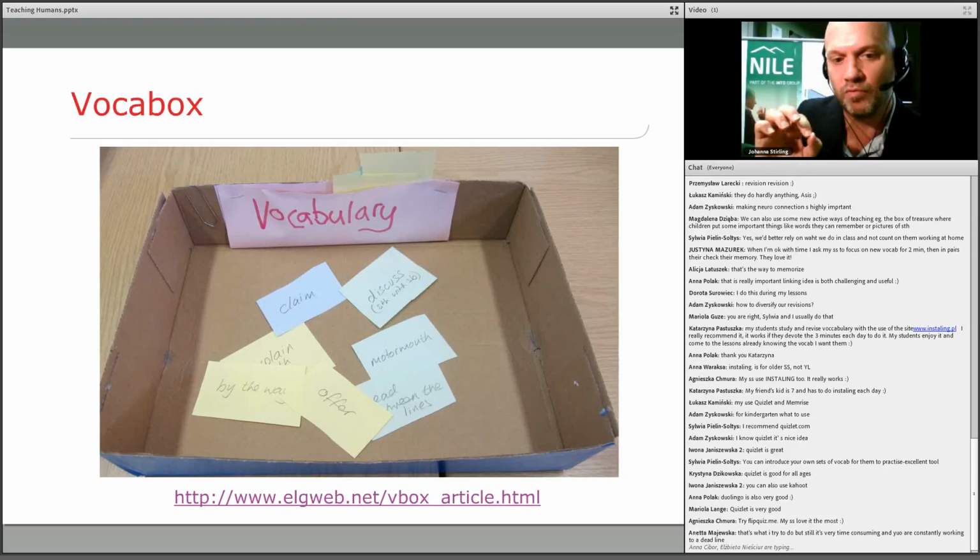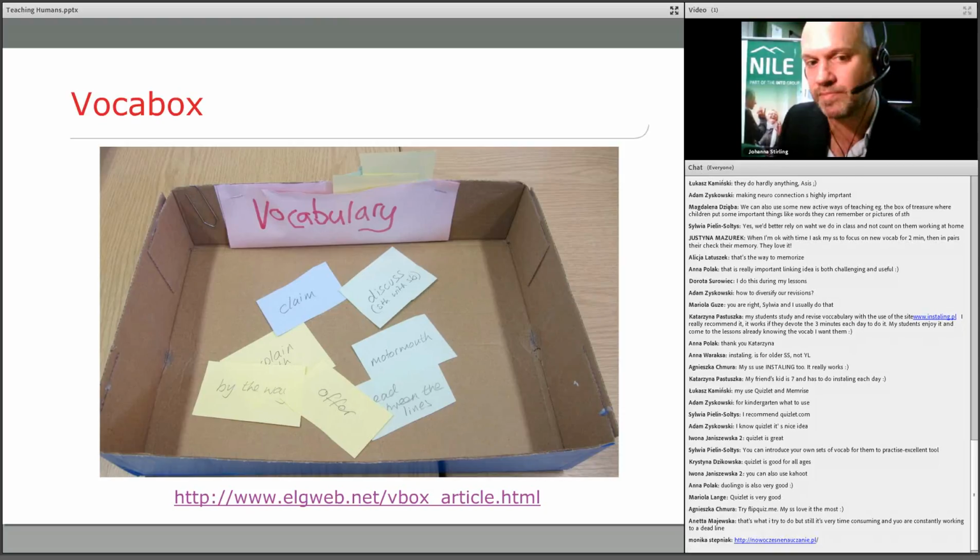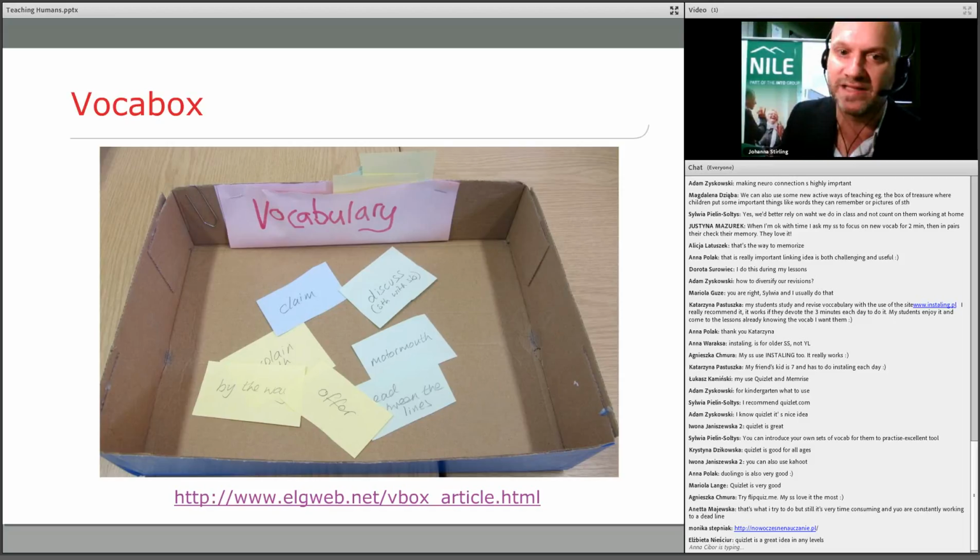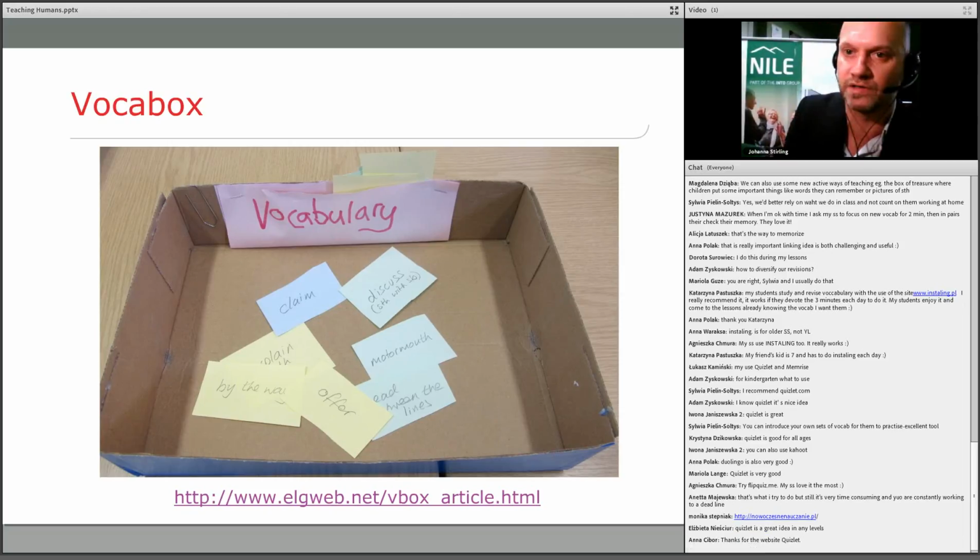One of the points, and you can see the article that Jo links to on her website, is using a vocab box, right? The idea of the vocab box is that in each lesson, when vocabulary comes up that the students find interesting, the students find useful, it goes into that vocabulary box. And at the end of the lesson or at the end of the week, that vocabulary comes out and is revised because students have selected it. Right? Students have said this is useful vocabulary, this is interesting, this is necessary. So again, it comes back to this question of choice.